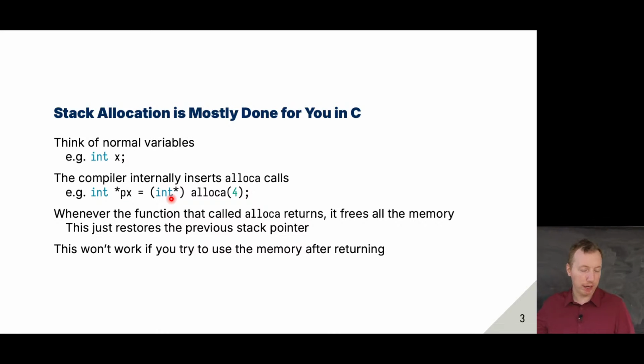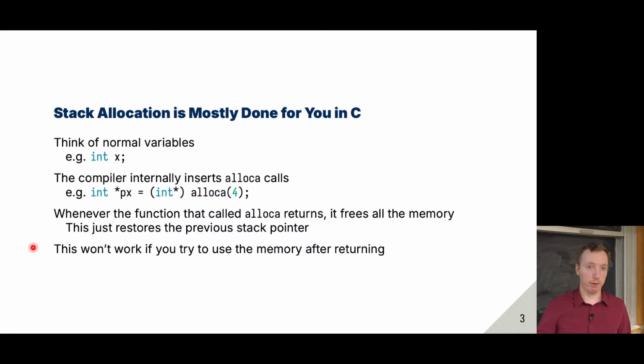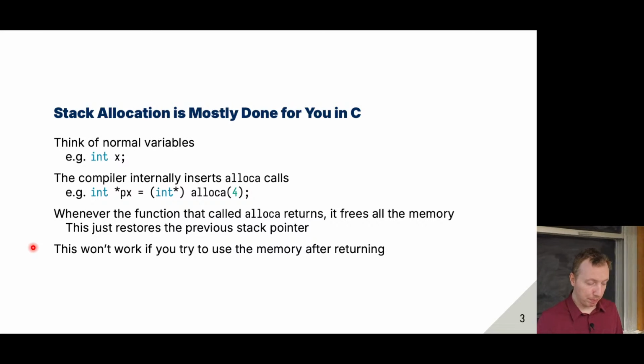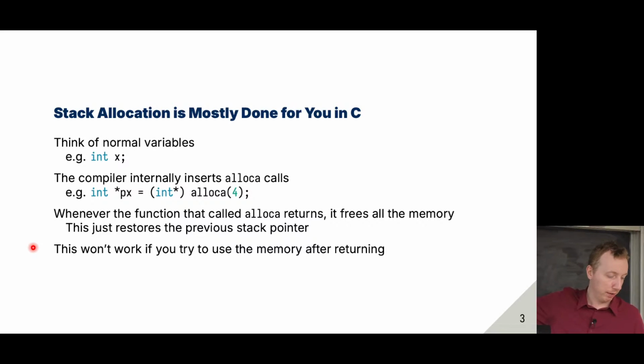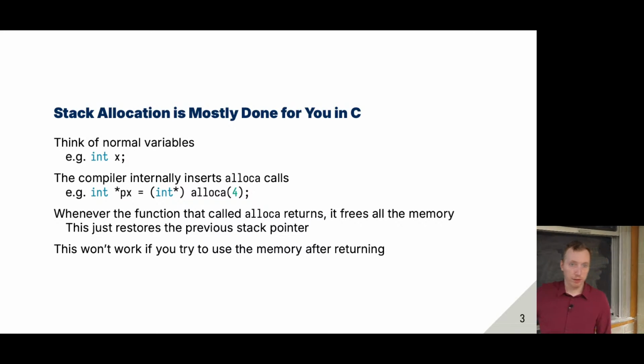And then the rule behind that is, if you want to use alloca yourself, you're free to. You don't have to call free or anything with that, because the rule is whenever the function that called alloca returns, it just frees all the memory that you allocated on the stack. And it doesn't matter how much memory you allocate. It's going to be really, really fast, because all it does is restore the stack pointer to the previous state from when you called the function, and then it's just going to reuse that memory for other functions, and go on and on. So this obviously isn't going to work if you actually try to use that memory after returning.